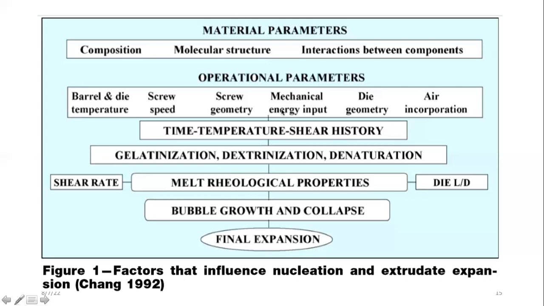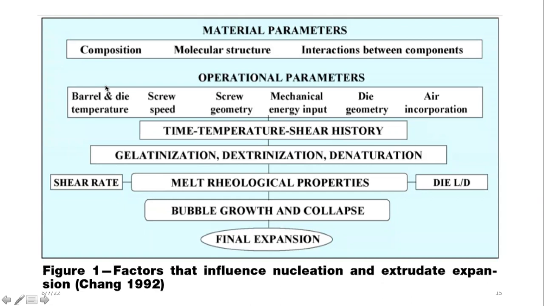Sometimes we add vitamin C to extruded food products to reduce the pH. Likewise, there are some interactions, and we have to have a good understanding of that. Then operational parameters: how to maintain them, how to get a good expanded food product. These operational parameters are very important.